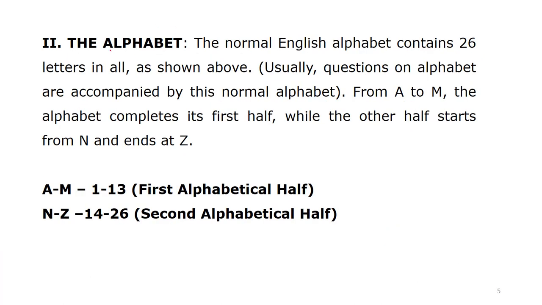Next are the alphabets. A to M are arranged with the associated numbers 1 to 13, and N to Z are in reverse order. We call it mirroring. A normal English alphabet contains 26 letters as shown above. Usually questions on alphabets are combined from the normal alphabet A to M, which completes the first half, while the other half starts from N to Z. The other half constitutes the image of this.